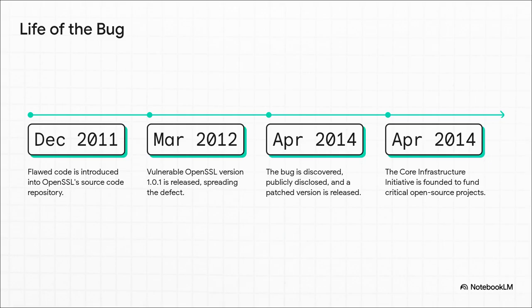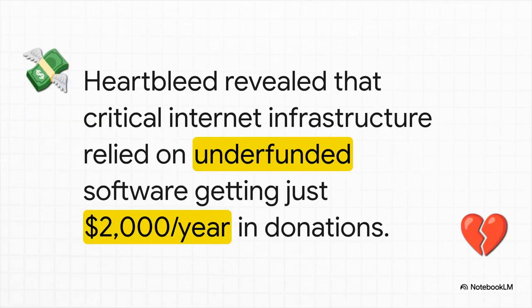But look at that last point. In the immediate aftermath, the industry scrambled to create something called the Core Infrastructure Initiative to address the root cause of the problem. And that root cause was this. Heartbleed exposed the shocking reality that the security of the global economy, of governments, of our entire private lives depended on this critical piece of open source software that was, at the time, getting about $2,000 a year in donations and was being maintained by a tiny, overworked team of volunteers.